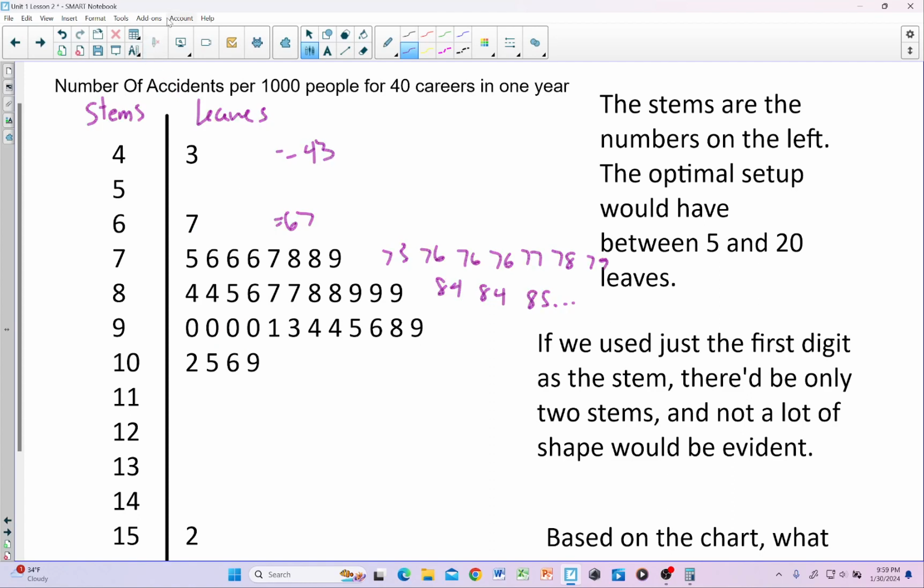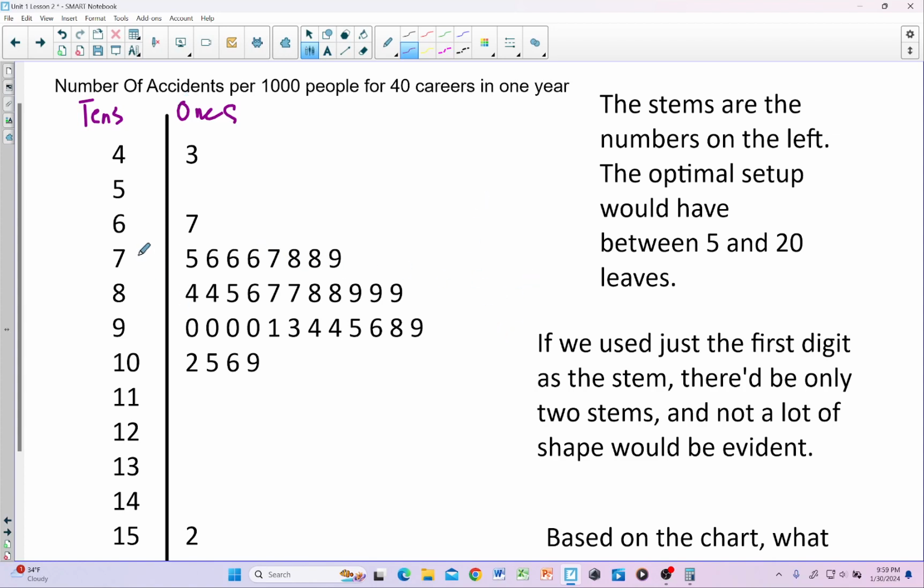So let's clear this away so you can see. Again, we'll still write up here. I like to write tens and ones, like a key to know what they refer to. Okay? So the optimal stem and leaf plot has somewhere between 5 and 20 leaves.